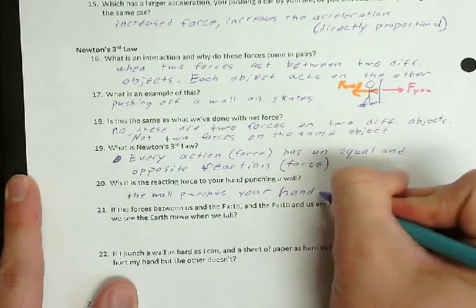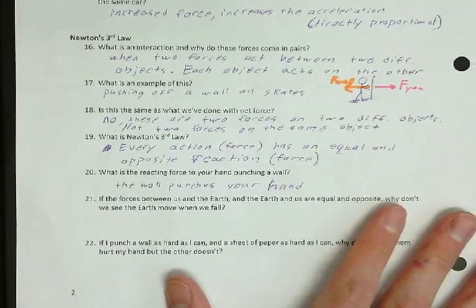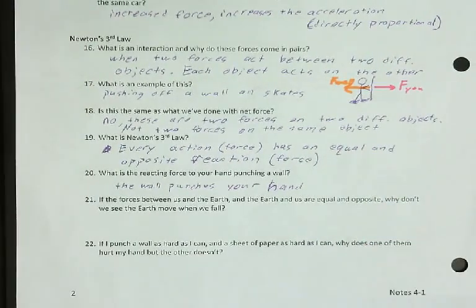Okay, if the forces between us and the Earth are equal and opposite, why don't we see the Earth move when we fall? Okay, so every action has an equal and opposite reaction. So if I were to jump off my desk, oh my gosh, shouldn't have worn skinny jeans. There we go. So if I were to jump off the desk, here we go. 3, 2, 1. Hold on, because I'm going to make the Earth move. Okay, so be prepared. Here we go. 3, 2, 1. No one fell out of their seat, so I must not have made the Earth move. But I did make the Earth move.